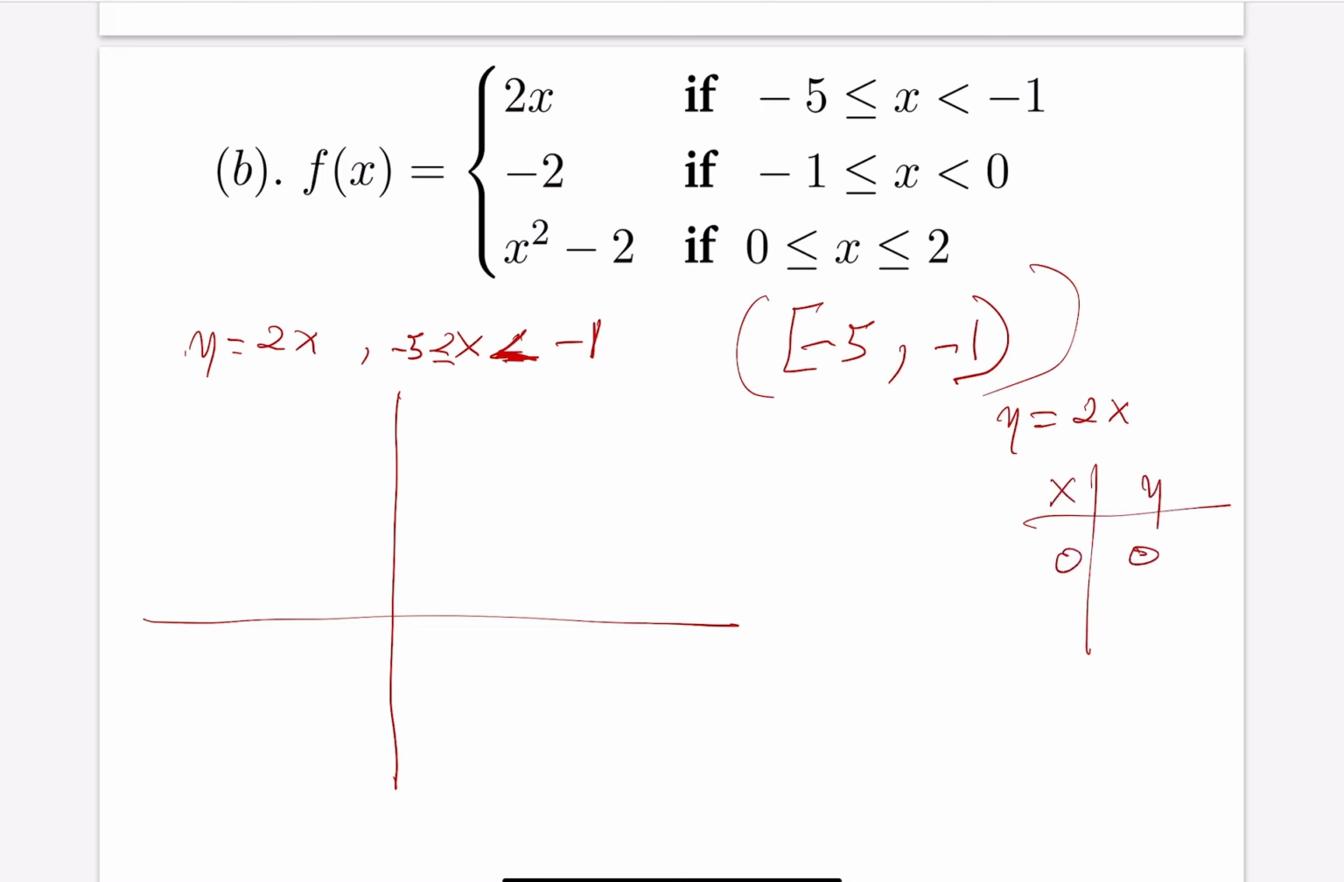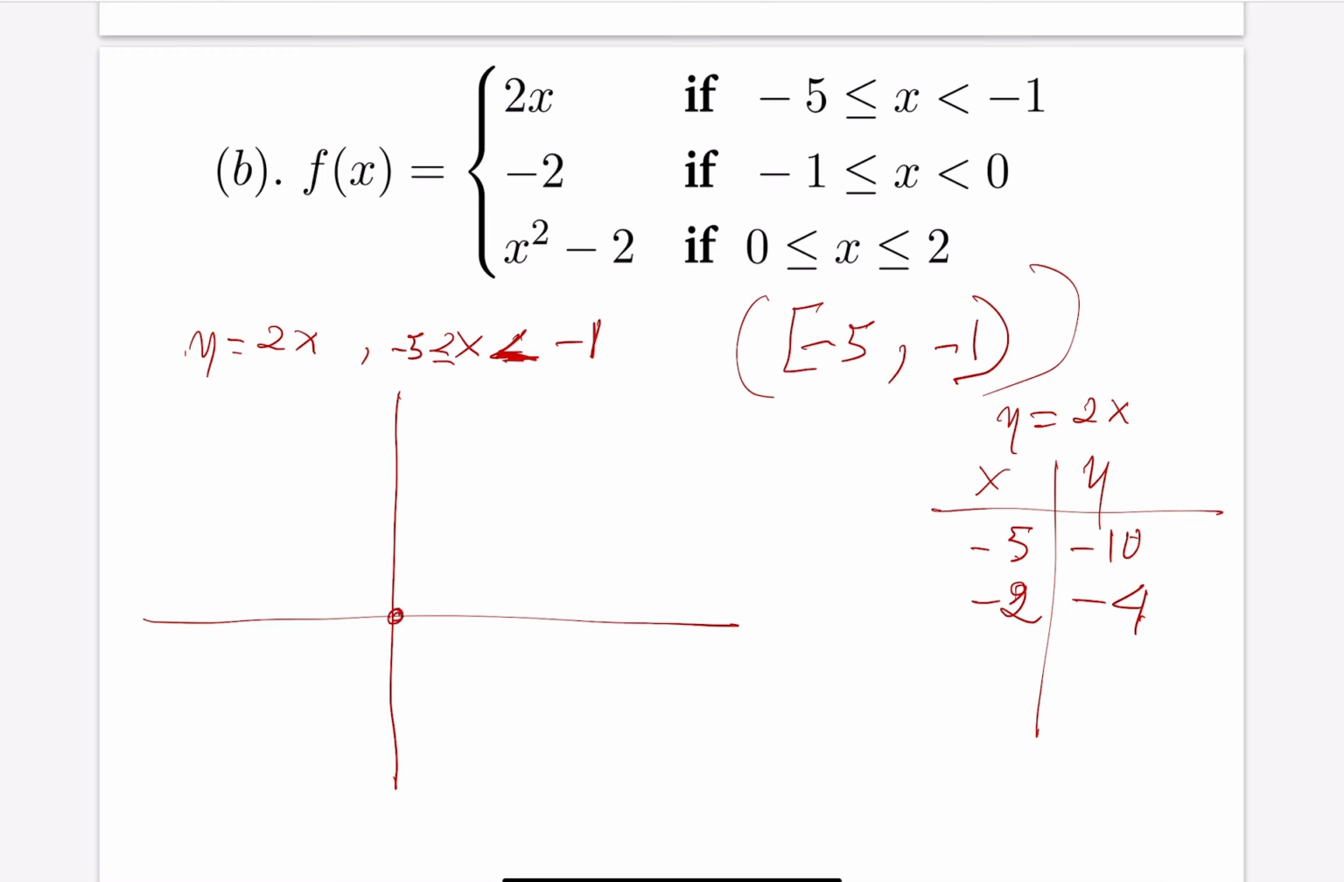If x equals 0, y equals 0. Can you pick x equals 0 and y equals 0? No, because the interval is from -5 to -1. If x equals -5, you have y equals -10. If x equals -2, y is equal to -4. Yes, if x equals -2, y equals -4.